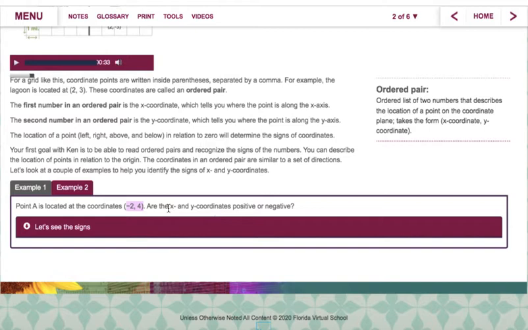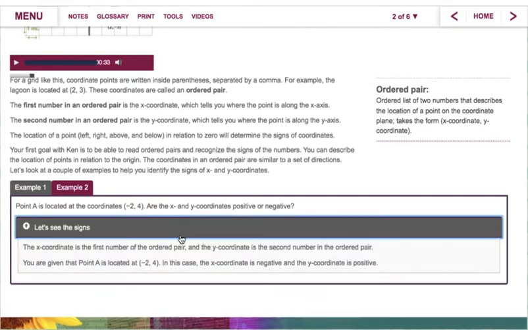So to answer this question, are the x and y coordinates positive or negative? Let's talk about the x coordinate. It says -2, so therefore it is negative. The y coordinate is 4, just a plain old 4, so therefore that is positive. And of course, this just tells you everything that we just got done saying. Let's go ahead and look at example 2.